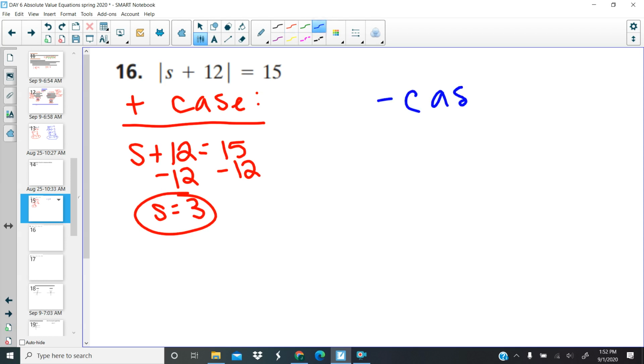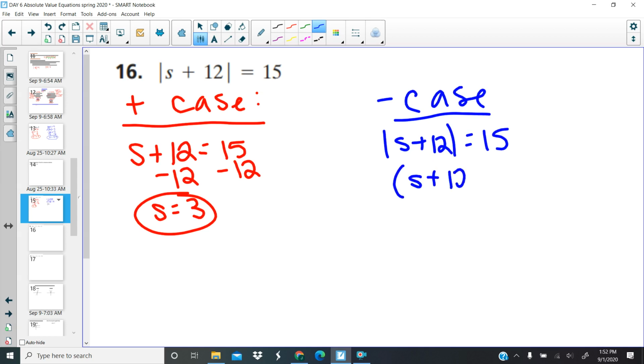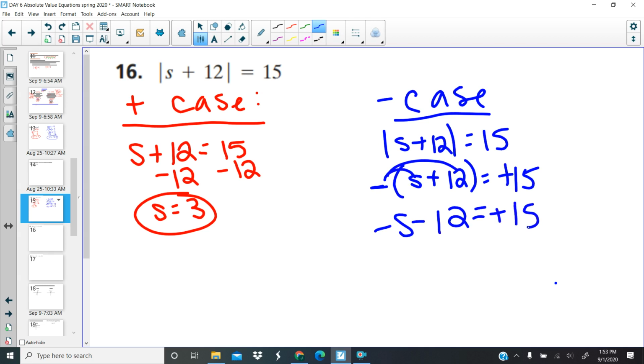And then we're going to do the negative case. So I start with the absolute value of s plus 12 equals 15. And then I get rid of the brackets and replace it with parentheses and throw a negative out front and put it equal to 15. So then I need to distribute this negative, and in this case, it's going to be negative s minus 12 equals, and I put a negative there, I'm not sure why, but it would equal positive 15. I didn't mean to change that 15 in that last step there.